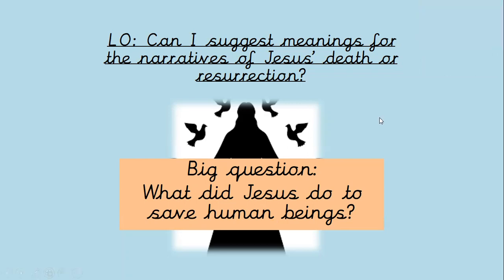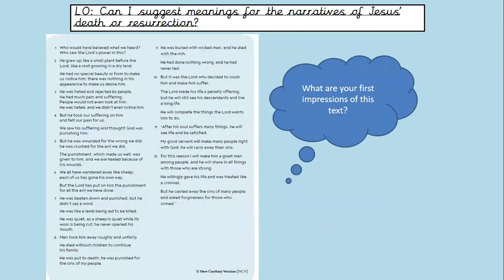Okay, so can I suggest meanings for narratives of Jesus' death and resurrection? You need to write down notes on your narrative here. This is one of the narratives of his death and resurrection. And we need to link it to sacrifice, and we need to link it to Jesus' life. So remember, Jesus was a part of God. So God gave him powers, okay? He was a servant, and he acted in a servant way to God.